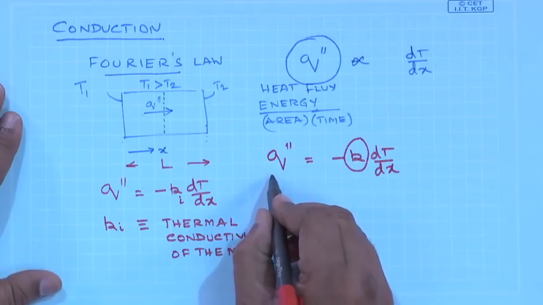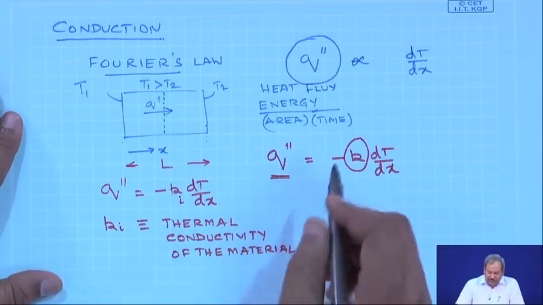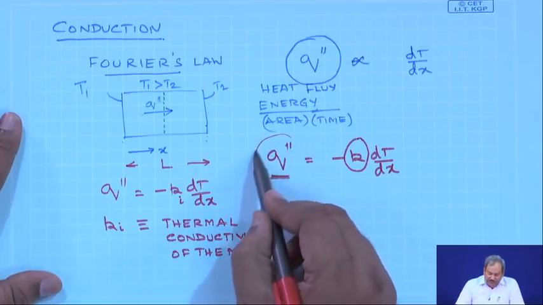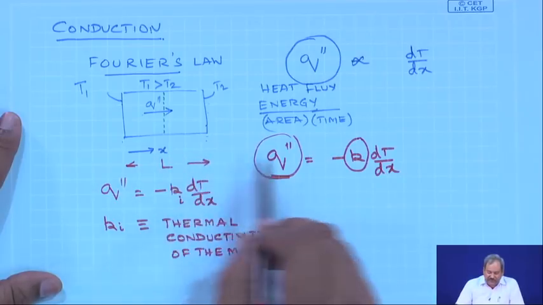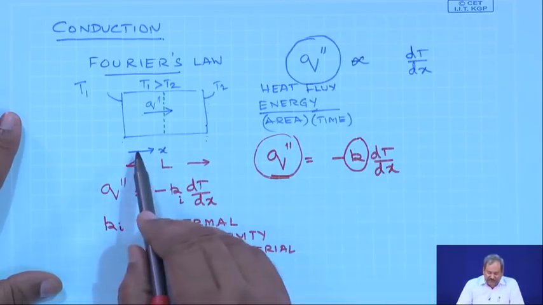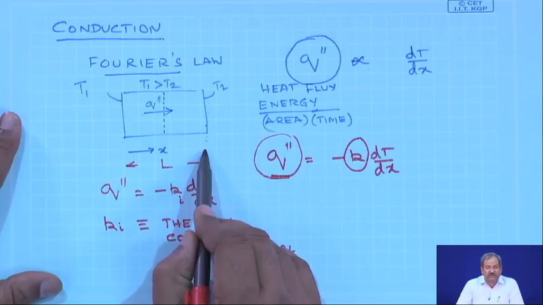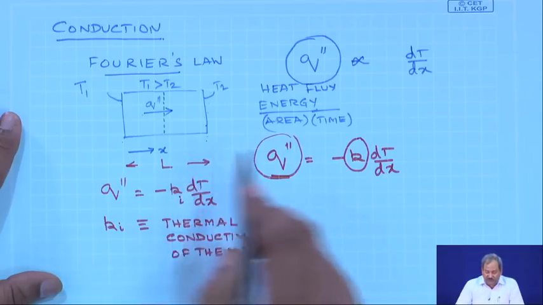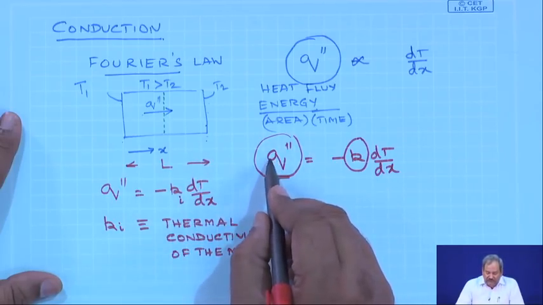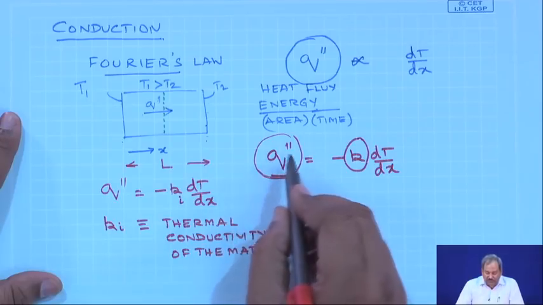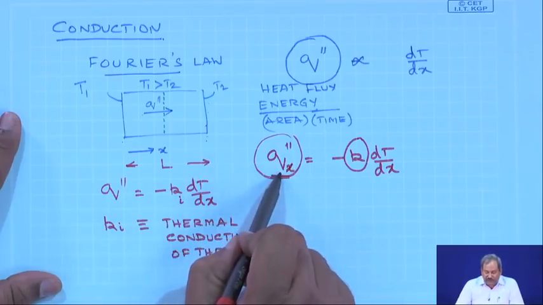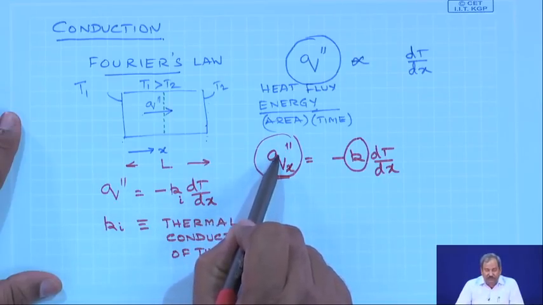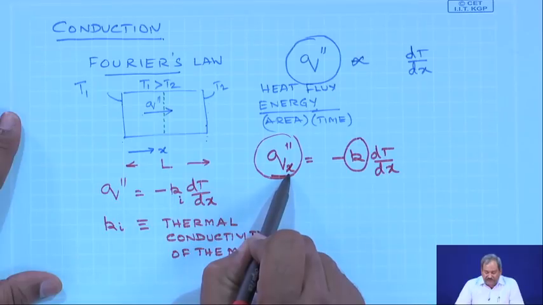Again, if you look once again at the q double prime, this q double prime is when you have a temperature difference in the x direction, that is the temperature gradient in the x direction, that is the amount of heat which will travel in the x direction. So, therefore, to denote the directional nature of heat flow, sometimes the subscript x is added to q double prime to denote that it is the heat which flows in the x direction.